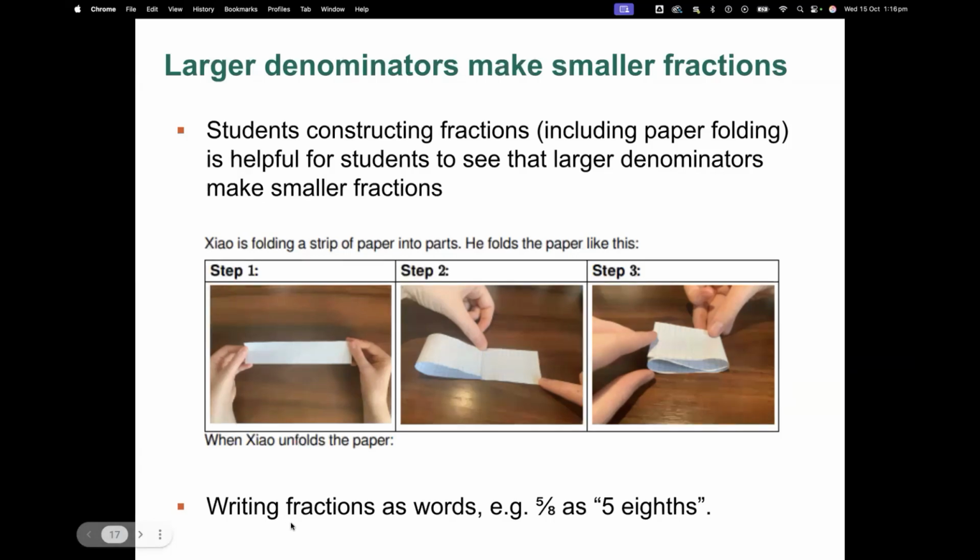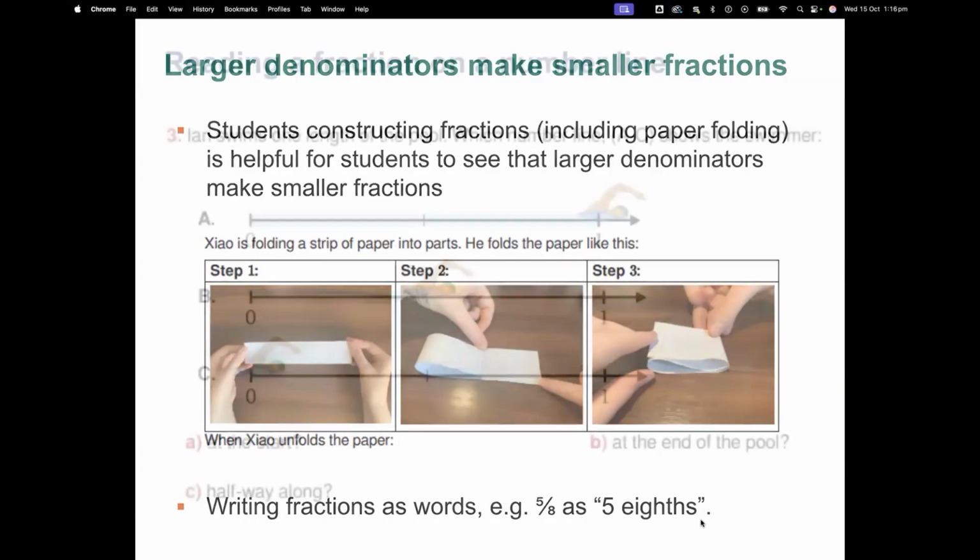And notice as well, we again are making the connection between the fractional notation and the words. 5/8 is the same as five eighths.